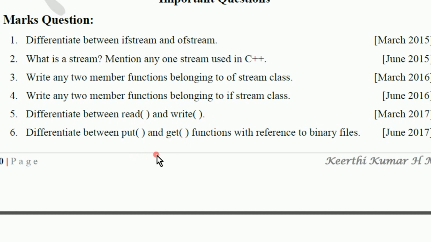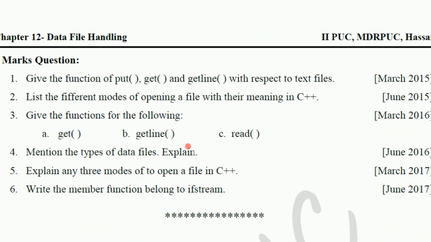Differentiate between put and get function with reference to binary files. Put is to write one character at a time into the file. Get is to read one character at a time from the file. Even there are 3 marks questions. Give the function of put, get and getline with respect to text file. So everything is there in the notes. Just refer to it as I explained in the last class and this current class.